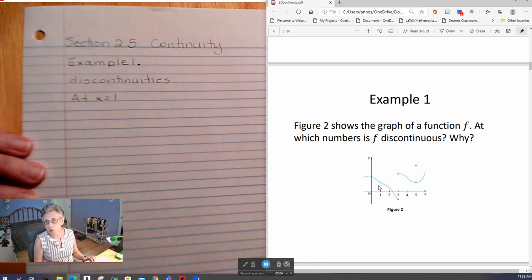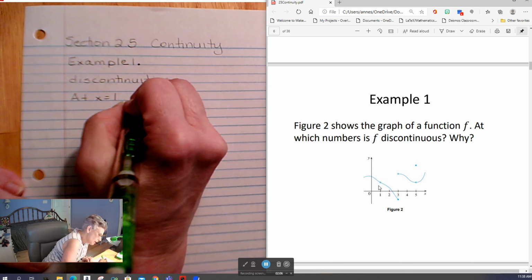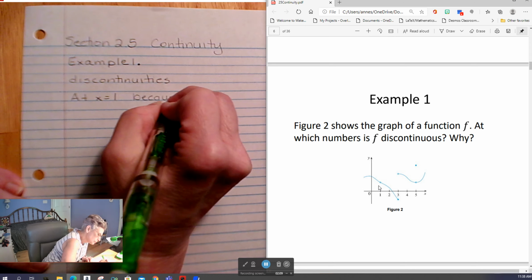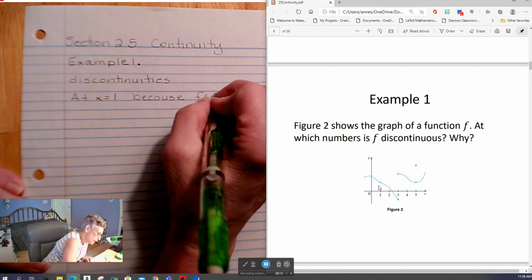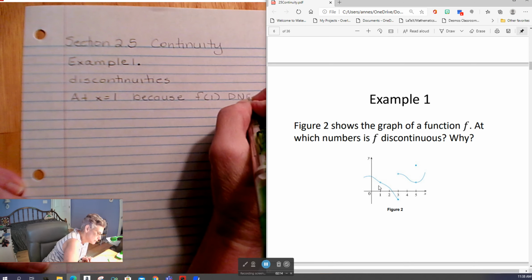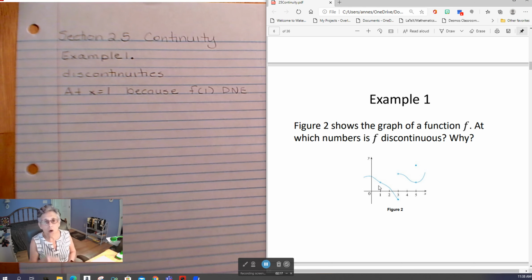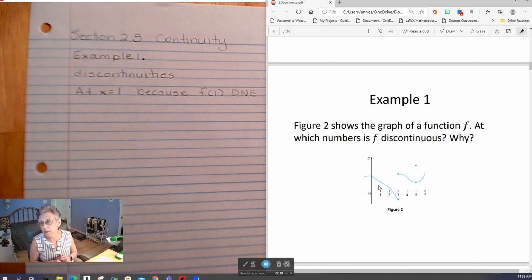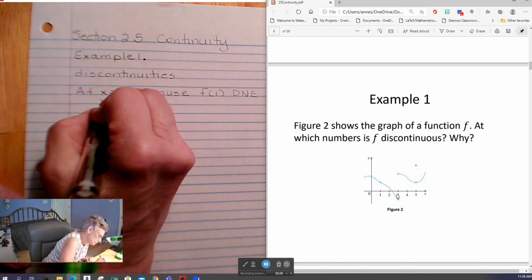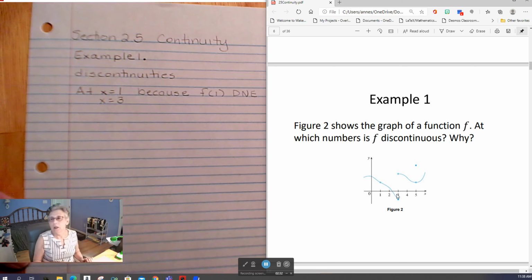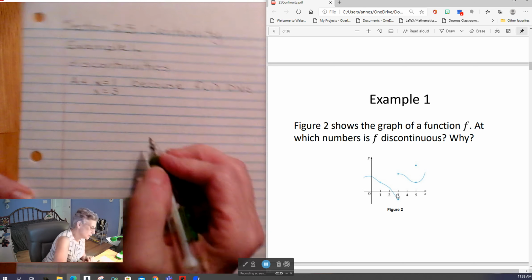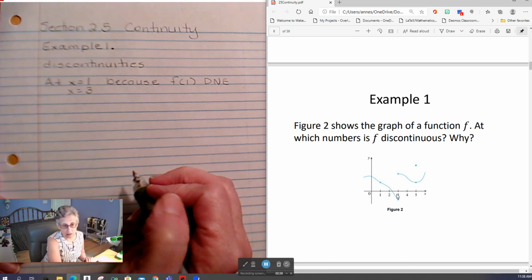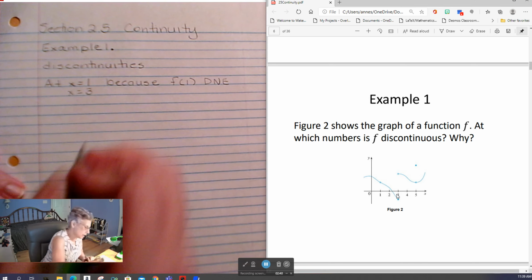So at x equals 1, it is discontinuous because f of 1 does not exist. 1 is not in the domain of our function. Moving on across from left to right, the next x value where I see a discontinuity is at 3. It is discontinuous at 3 because the limit doesn't exist. The left-hand limit does not equal the right-hand limit.